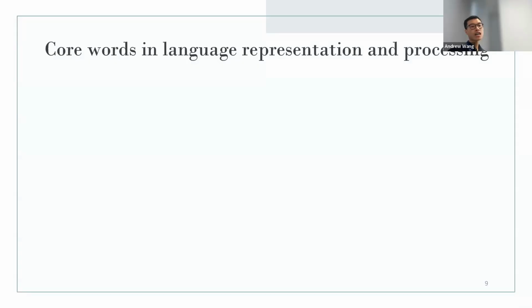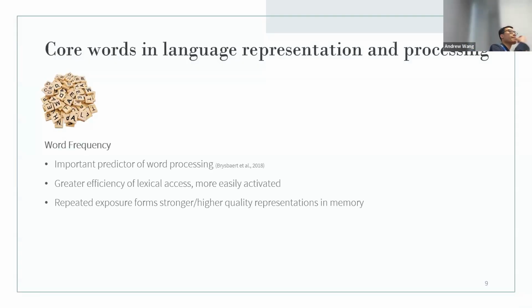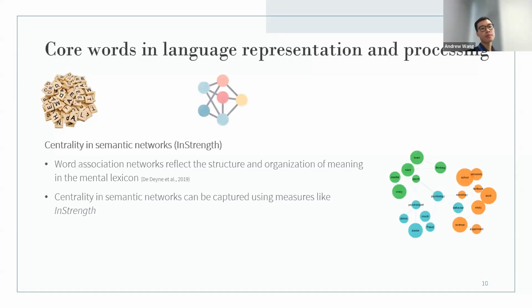And from this perspective, I'm going to come back to word frequency, but now we're going to think about it again from a psycholinguistic perspective, because from a psycholinguistic perspective, word frequency empirically is an extremely important predictor of word processing, one of the most important in the literature. And high frequency words are likely to form stronger representations in memory and have stronger lexical access and be able to be activated more easily. So word frequency is an extremely important variable here. But then again, how about this idea that the core words should be those that are somehow more central to the meanings of all other words in a way? How can we look at that from this psycholinguistic perspective?